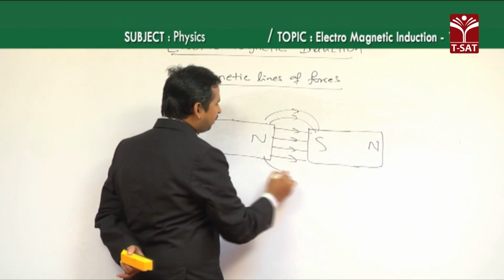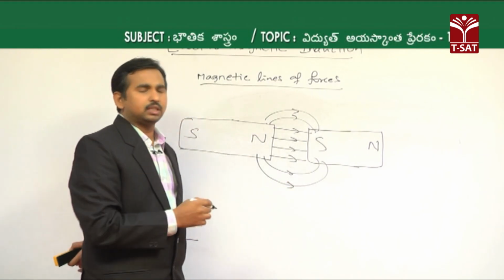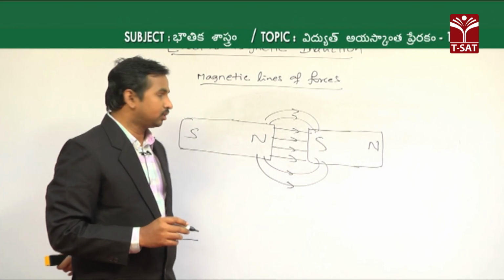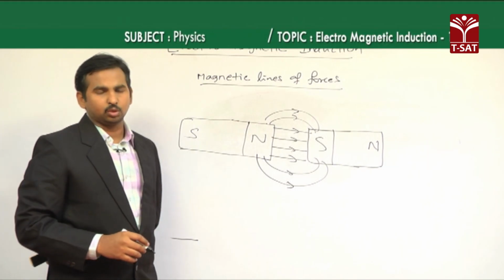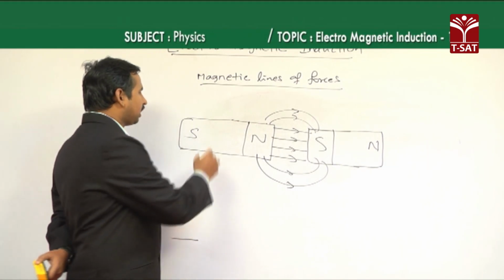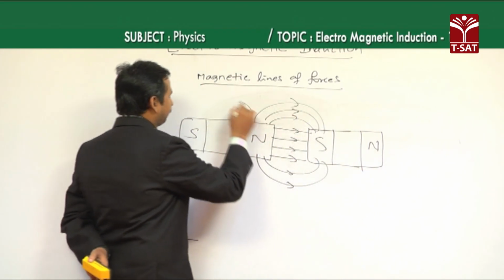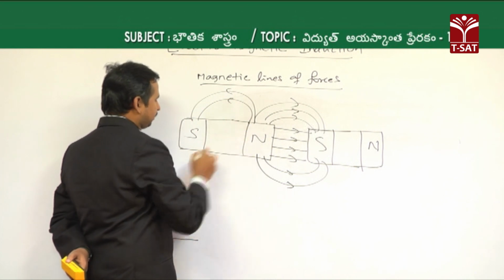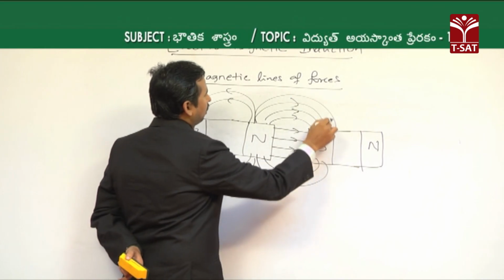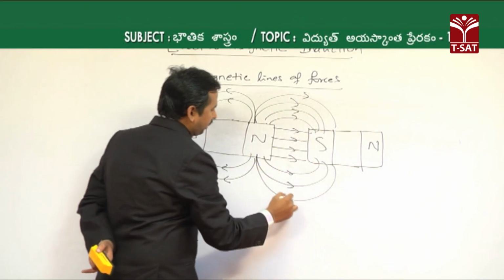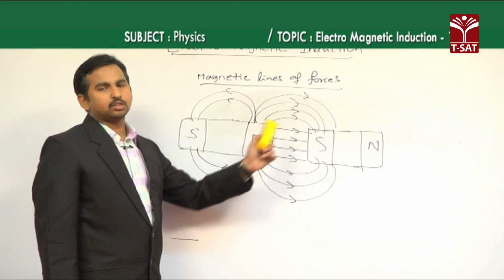Which means that we have a contact, a relation between the north and south. That is why it is called attraction. So when you bring a north pole near the south pole of another magnet, there is a force of attraction between them, and we get the magnetic lines like this. Okay, this is the case if you bring a north pole and south pole closer to each other.